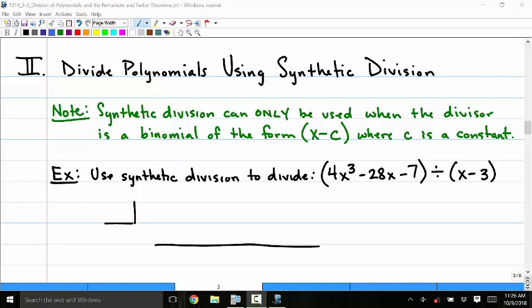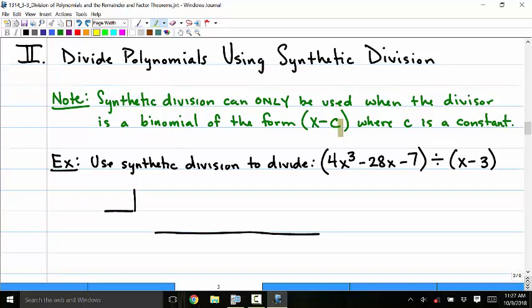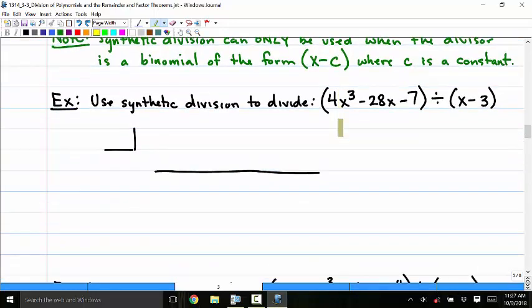So that long division stuff is rough. And as long as you're dividing by a linear factor, such as x minus a number, you can use a shortcut called synthetic division. So let's go divide polynomials using synthetic division. Now the disclaimer: it can only be used when the divisor is a binomial of the form x minus c, where c is a constant. Okay? So use synthetic division to divide 4x cubed minus 28x minus 7 by x minus 3.